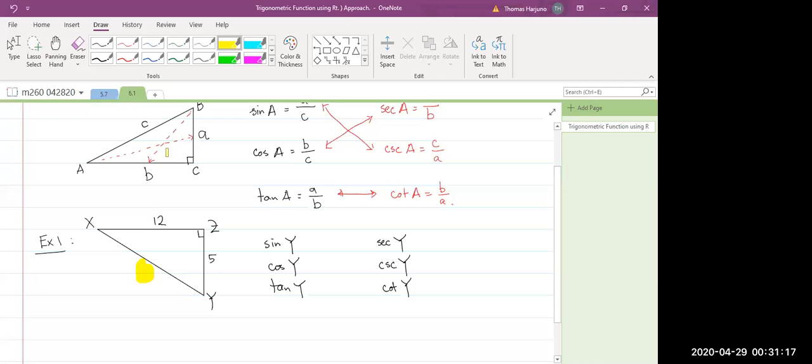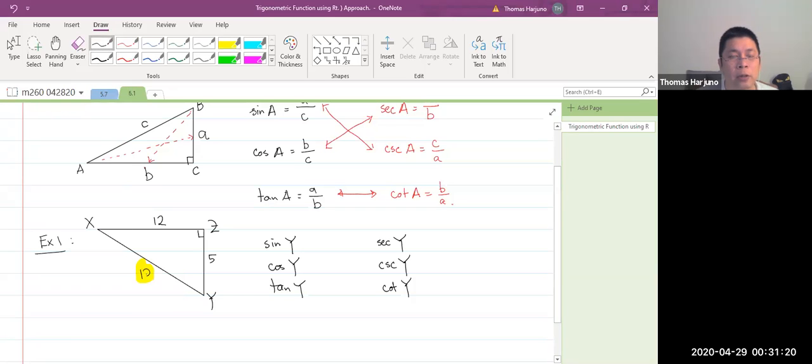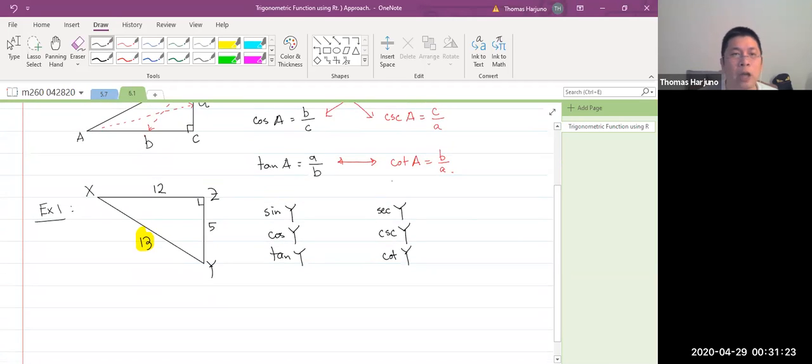The hypotenuse is 13. Actually, before I go too far, I would like you to memorize these triplets. Very likely you already memorized them. They even have a name, called Pythagorean triplets. Pythagorean triplets are 3, 4, 5; 5, 12, 13; 7, 24, 25; and then 8, 15, 17.